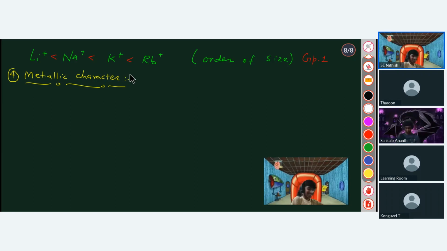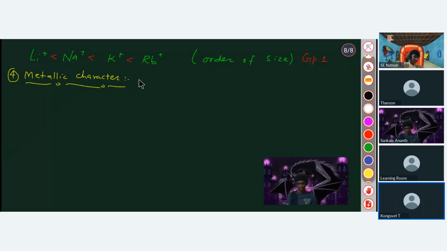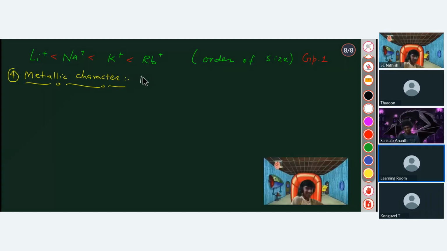Can you tell me what is a metal and non-metal? What is a metal? Can you define what is metal? Elements with a positive valency. Yeah, that means electropositive element is known as metal. You have to remember like this. Electropositive element is known as metal. That is your metal.